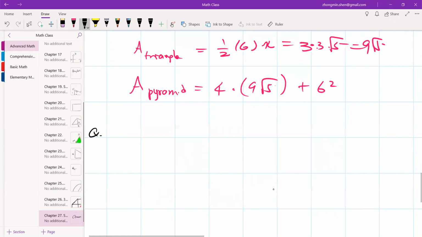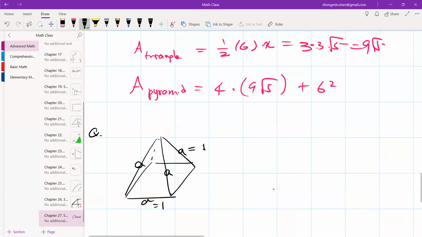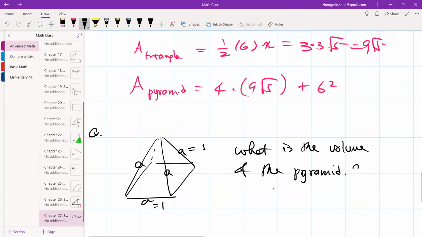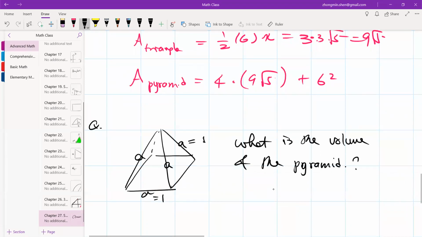Okay. So here's still a square-based pyramid. All the sides are equal, and A is going to be, let's say, assume 1, okay? And what is the volume of the pyramid?